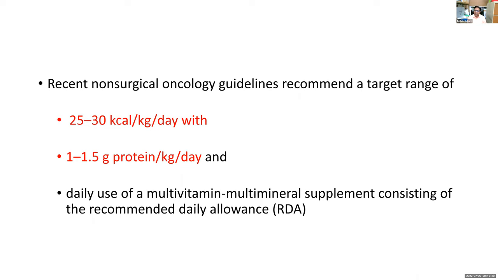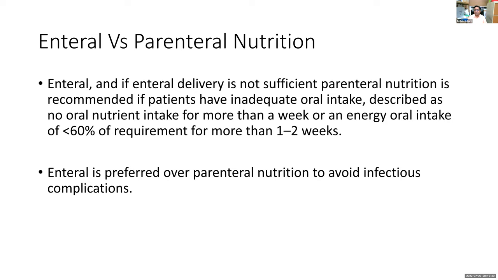Usually, these patients are given conventionally 25 to 30 kilocalories per kg per day with around 1 to 1.5 grams of protein per kg per day. But then we have to follow, in addition, the other macronutrients which will be required for these patients.